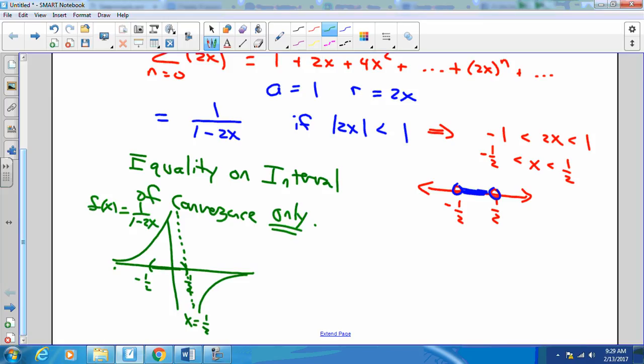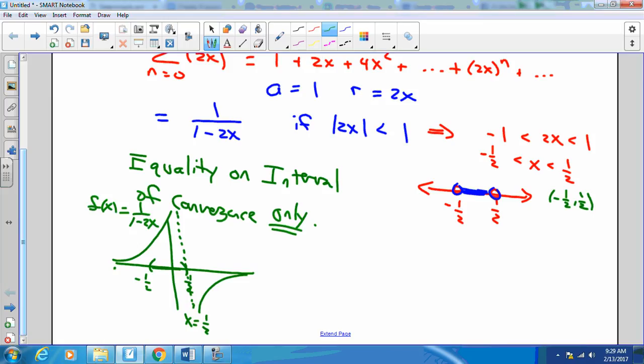Okay. Now, if we characterize this interval of convergence in terms of numbers, then we get this interval right here, which I can also write like that. There's my interval of convergence. Easy enough. And I get the interval of convergence by considering the geometric series condition, that the absolute value of the ratio must be less than 1.